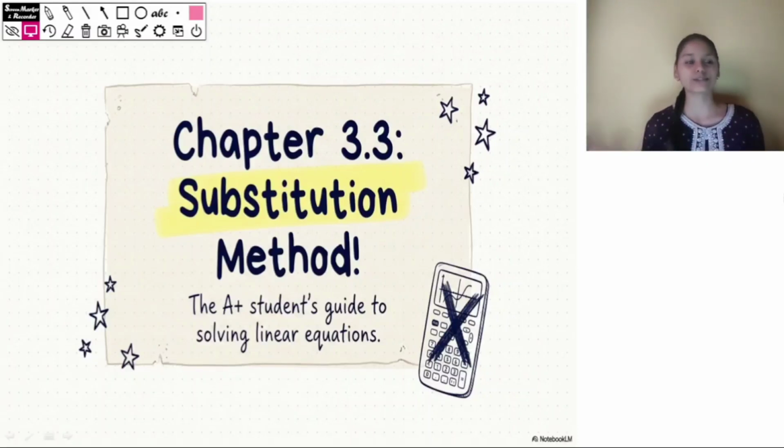Namaskara. So yes, today we will be starting our next topic, which is the substitution method, of our linear equations in two variables chapter.